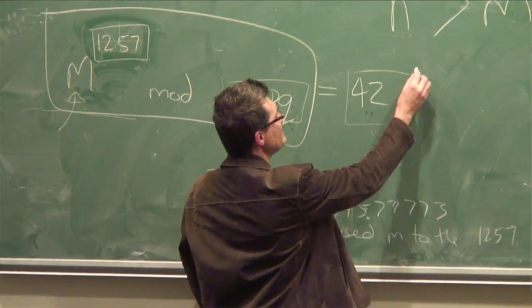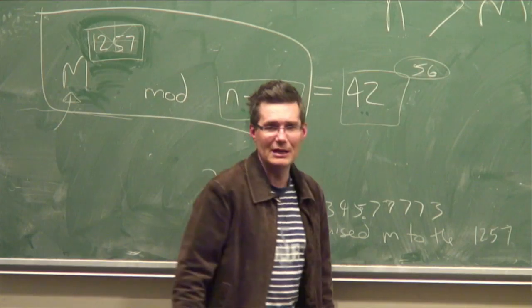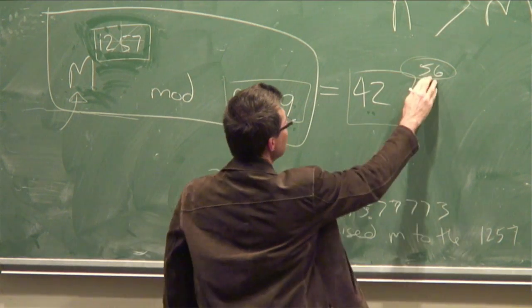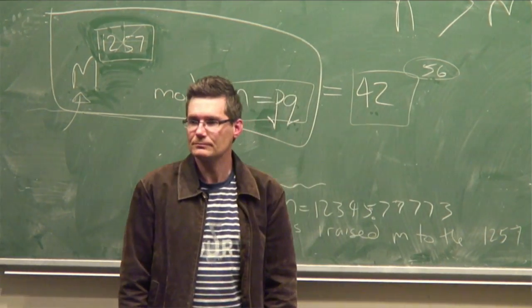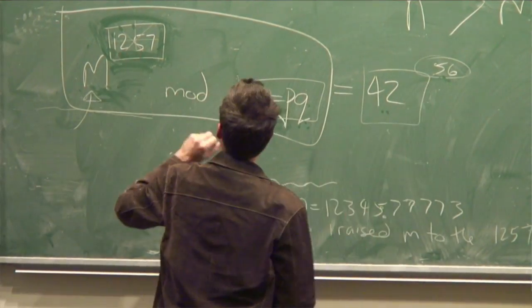You're going to decode it by raising it to some other power. Maybe it's 56. Maybe that's the magic number that decodes it. These two are going to be a pair. Raising it to this power encodes it. Raising it to this power decodes it. And that's how RSA works. RSA is just a series of these little pairs like this.